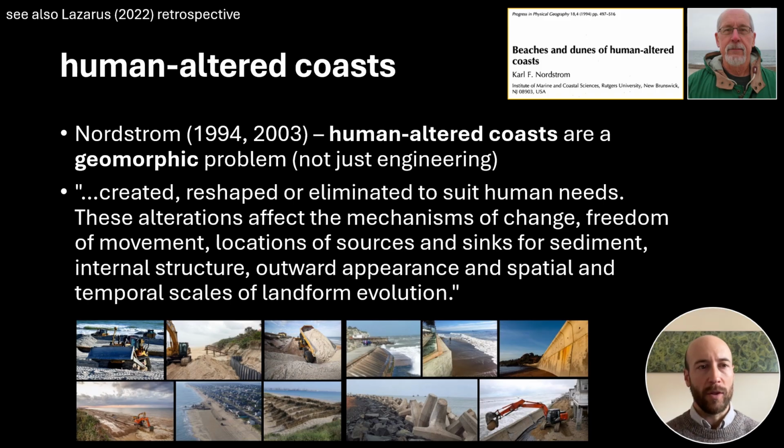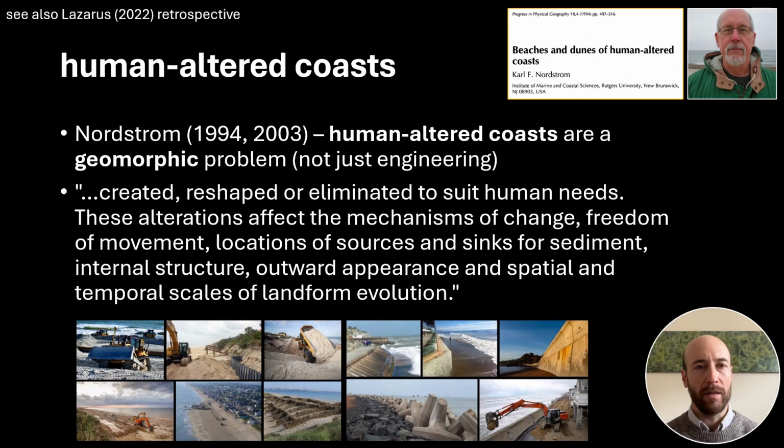In 1994, Nordstrom, a physical geographer in a geography department at Rutgers, wrote what I think is a landmark paper. It's a sleeper, but I think it's a landmark paper: Beaches and Dunes of Human Altered Coasts. This was more or less his pitch to a publisher. This became a book, but the core of it was published in '94 in Progress in Physical Geography.